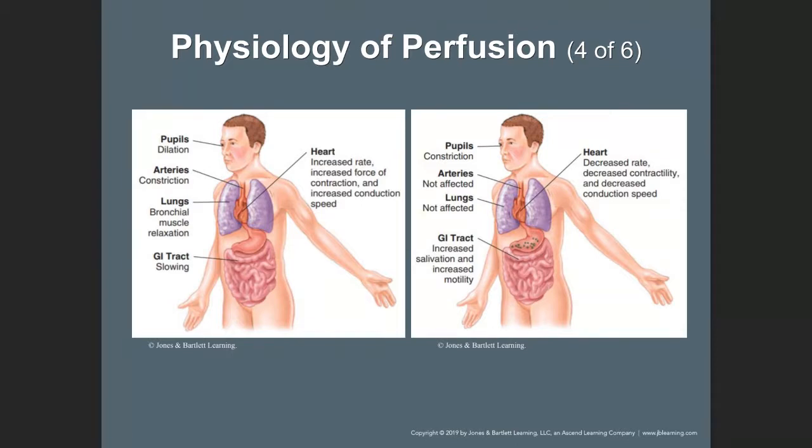It doesn't affect arteries. It doesn't affect the lungs. It will cause the GI tract to increase salivation and increase motility. So it increases the activity of the intestine. That's the system that plays a role in digestion of food. And with the heart, it will decrease the heart rate, decrease contractility, and decrease the speed of conduction. All of those things will slow down the function of the heart. Very important slide, learn it.